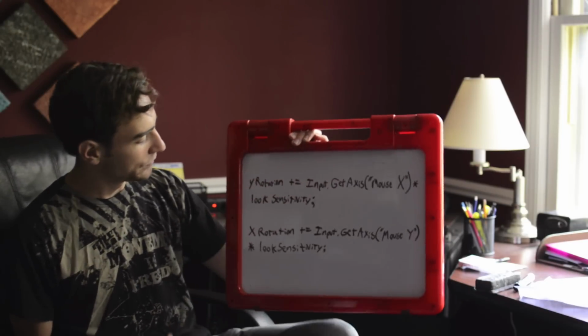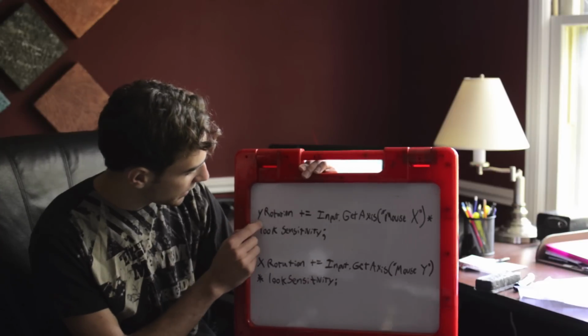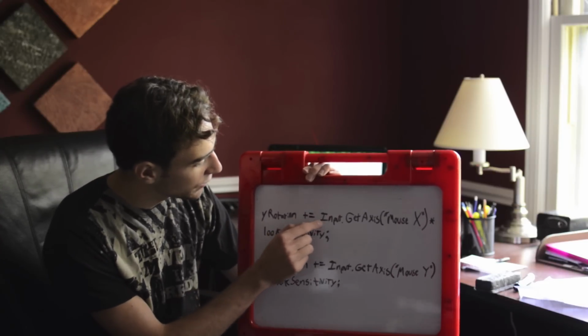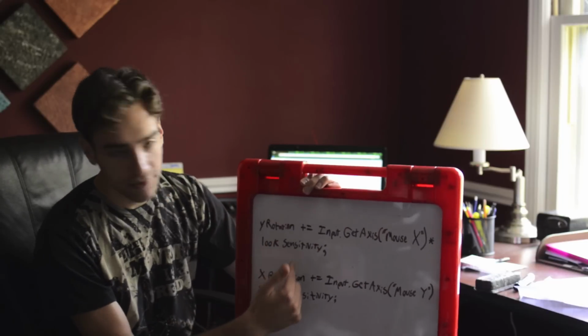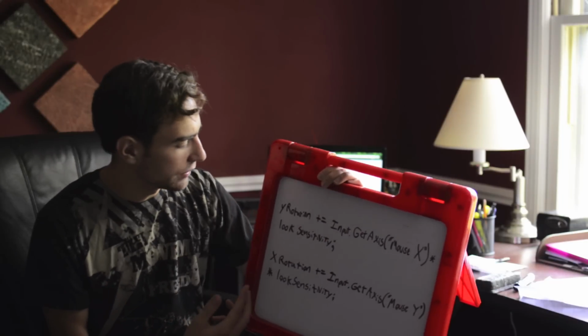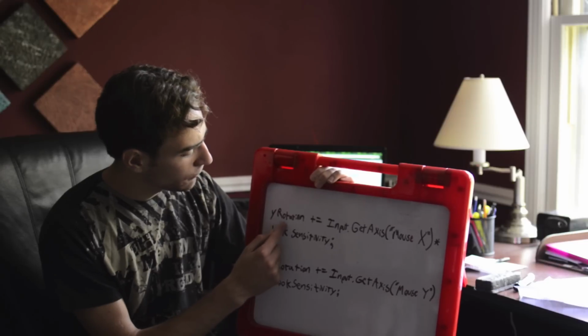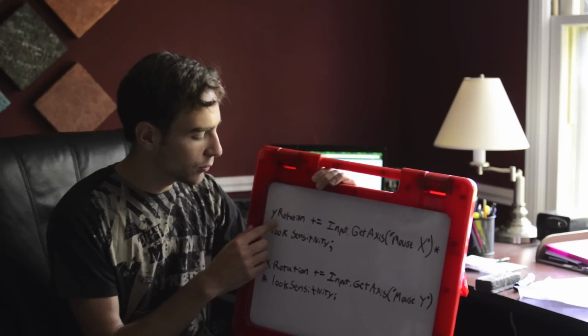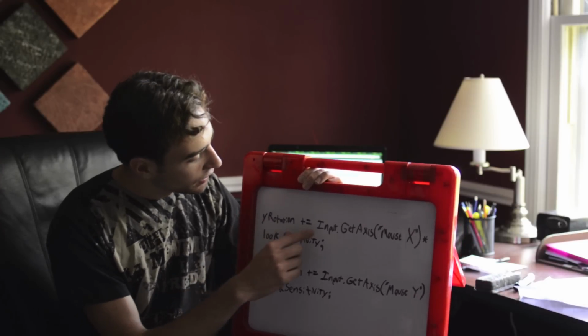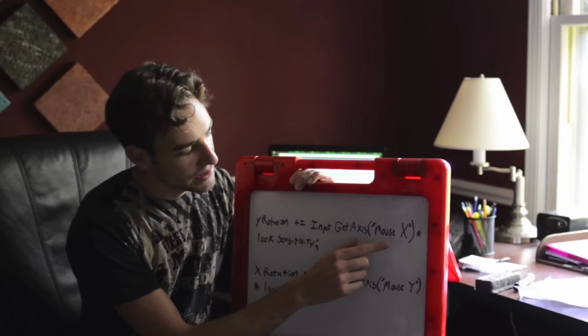Alright, so now let's start with the first couple of lines of code that we're going to be putting inside of the update loop. The first line we have right here is Y rotation plus equals Input.GetAxis("Mouse X") times look sensitivity. Alright, let's break this down now. We have Y rotation plus equals, so that means we're going to be adding to what Y rotation already is, Input.GetAxis("Mouse X").